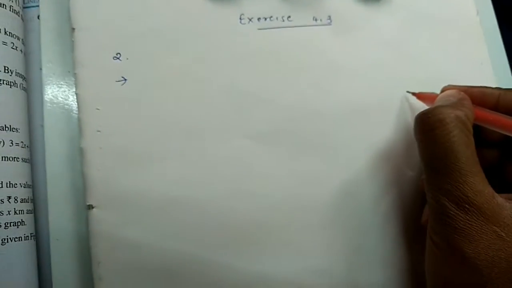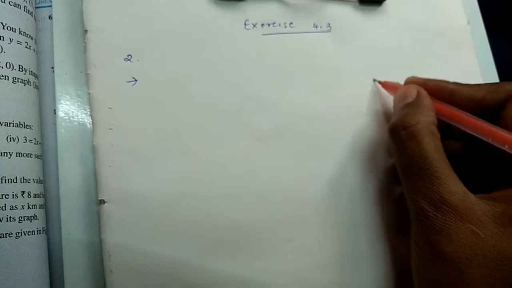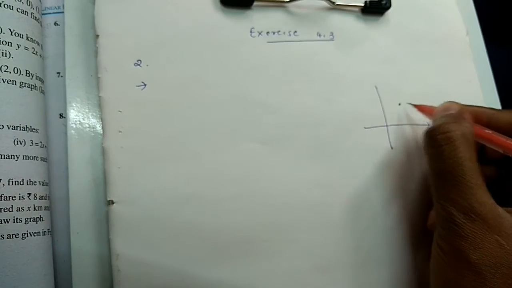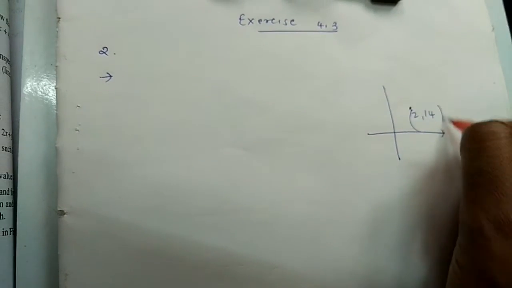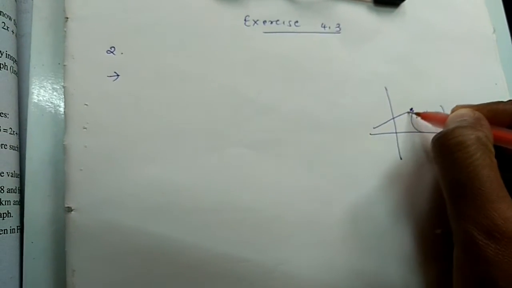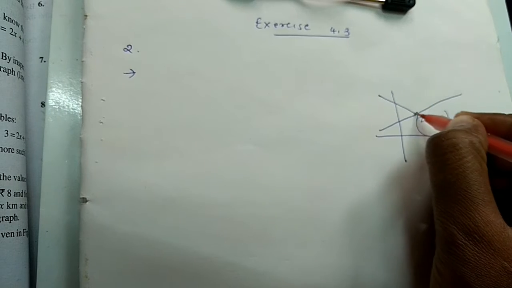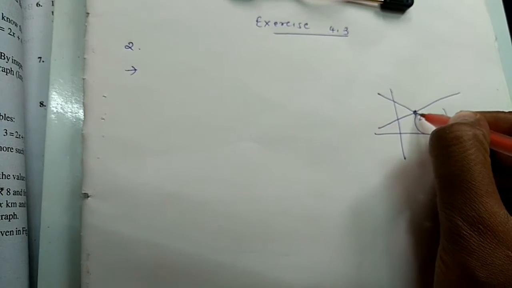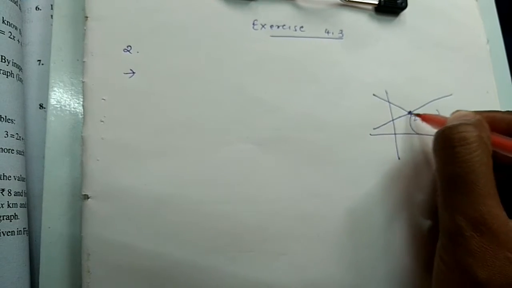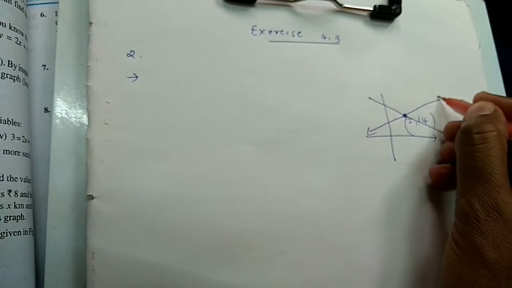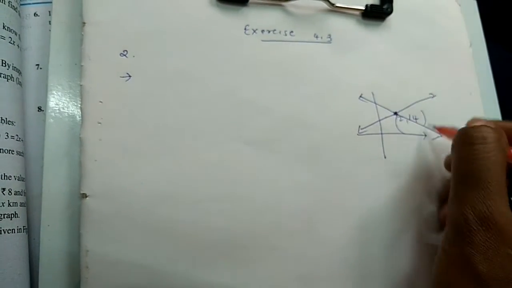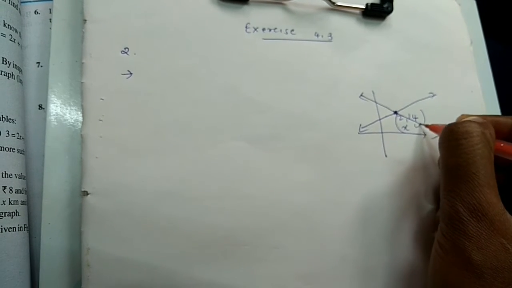So let me explain. Suppose in a graph there are these lines. This is the point (2, 14), and through this point two lines are passing. So let us take these two lines passing through this point. It means this point is a solution of this line also and this line also. So we have to write the equation of these two lines. What is the solution here? The solution is nothing but the value of x and y.